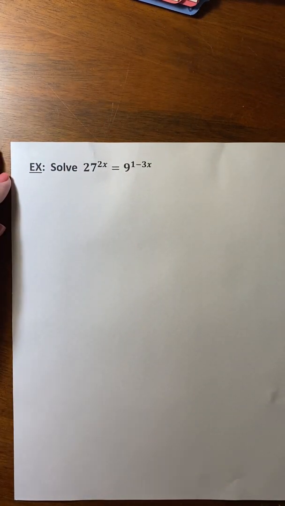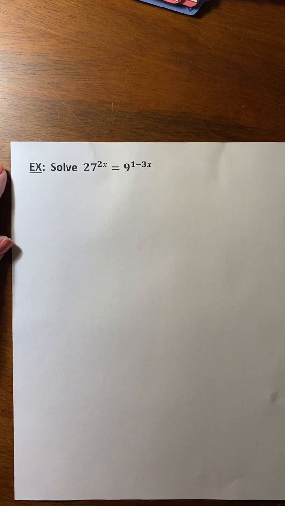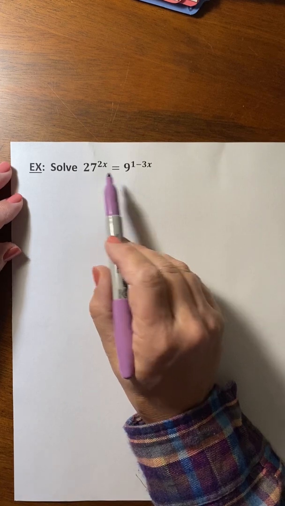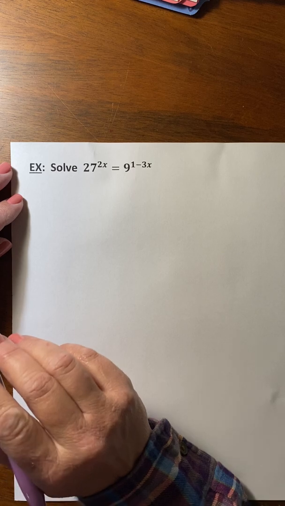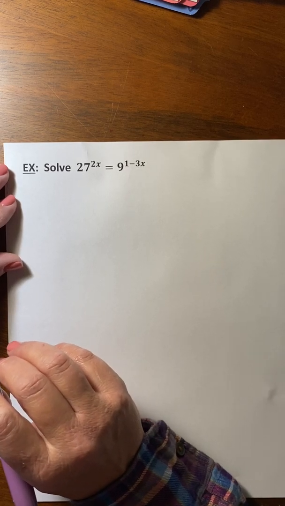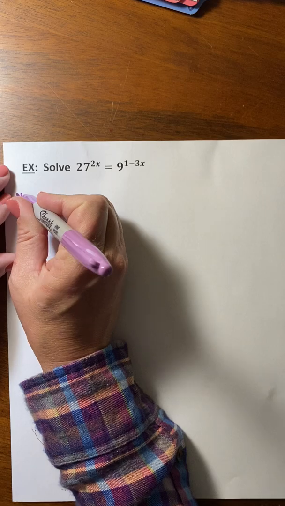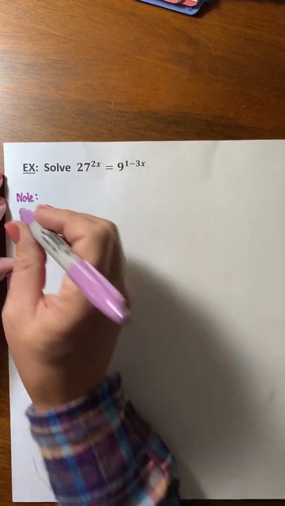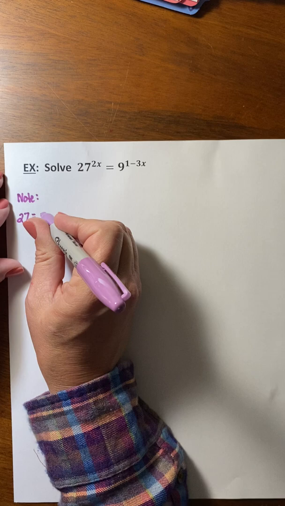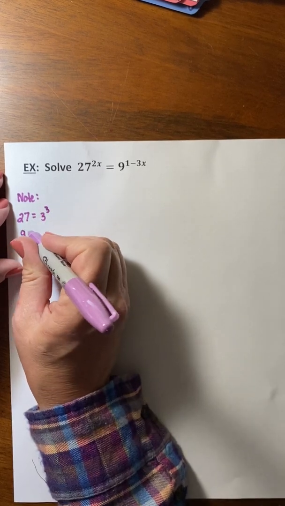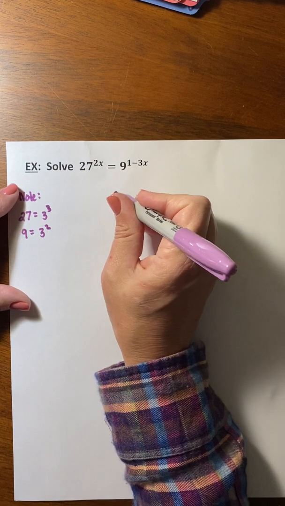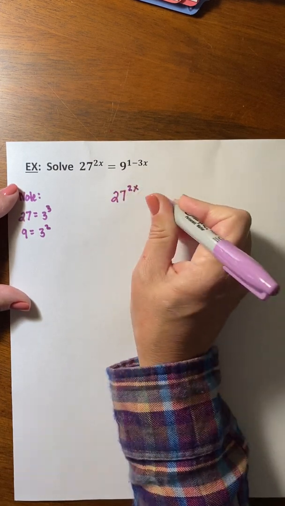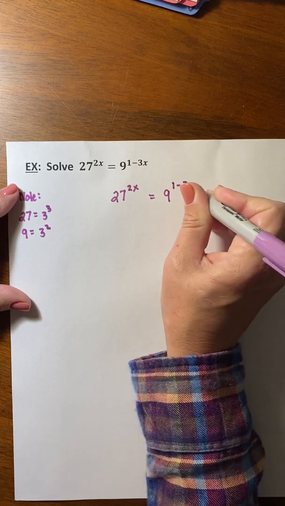All right, 27 to the 2x equals 9 to the 1 minus 3x. What we want to do is get a common base. 27 is not 9 to a power, and 9 is not 27 to a power, or not a nice power. But if you can think of a base that these guys have in common, so we're going to make a little side note here. If you're good at your powers, you'll notice that 27 is just 3 cubed, and 9 is 3 squared. So we can turn these both into base 3. So 27 to the 2x equals 9 to the 1 minus 3x.